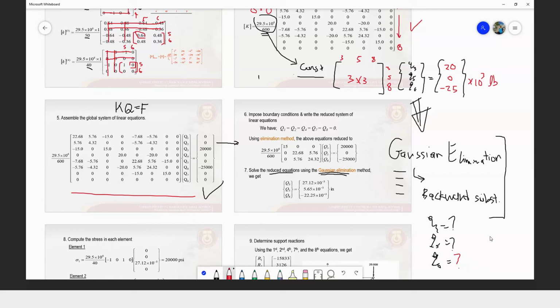For the first test, your time is only 1.5 hours. You have 2 questions, and maybe in one question you have 2 parts. So you have to plan answering the test or exam properly. Otherwise, you don't have enough time.